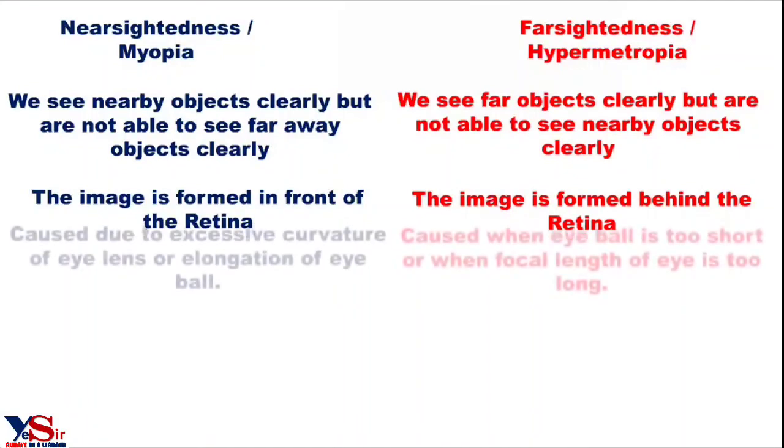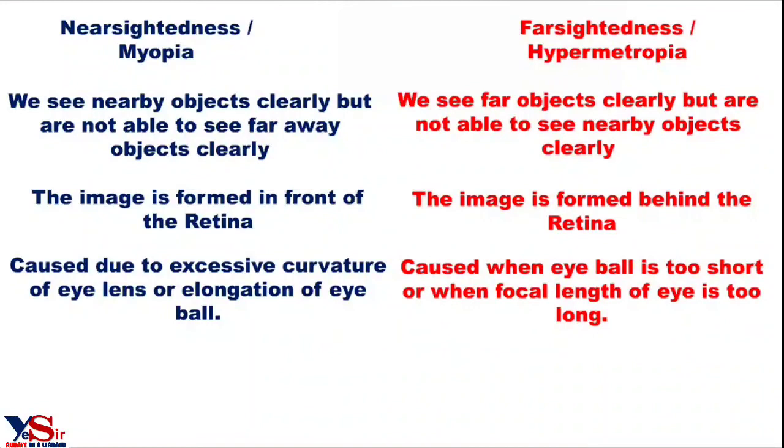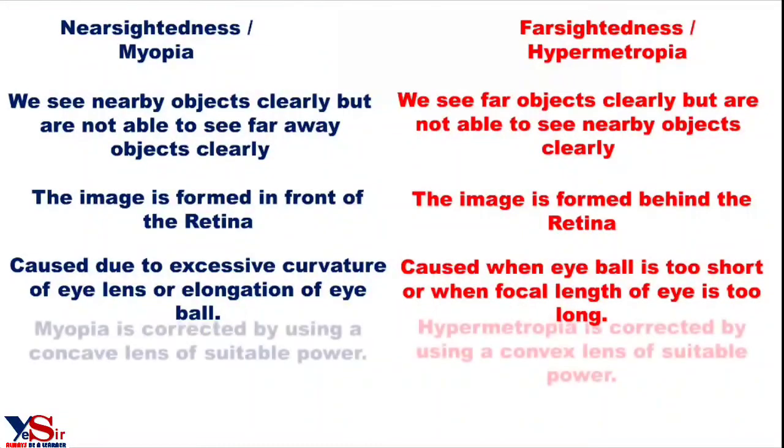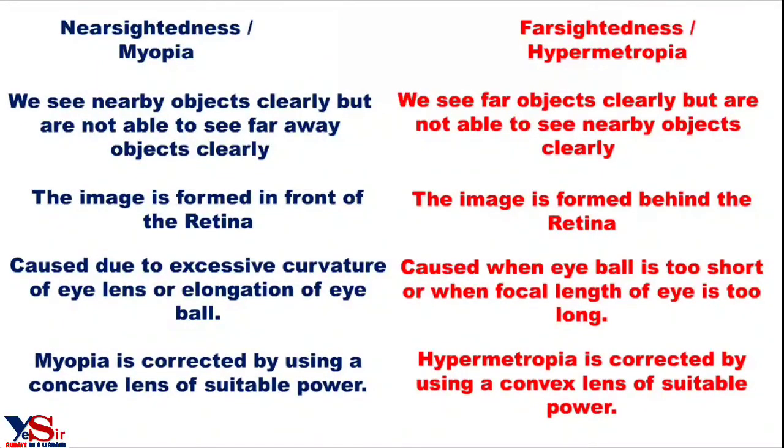Third point, the cause in myopia is excessive curvature of the eye lens or elongation of the eyeball. And in hypermetropia, the cause is when the eyeball is too short or when the focal length of the eye lens is too long. Myopia is corrected by using a concave lens of suitable power. Hypermetropia is corrected by using a convex lens of suitable power.